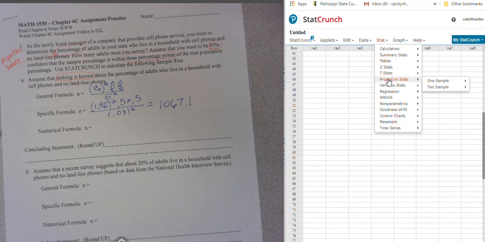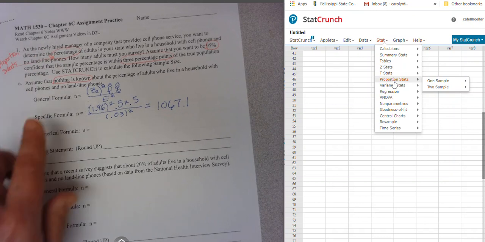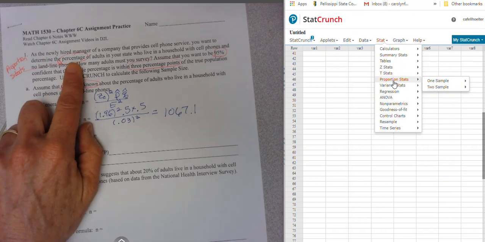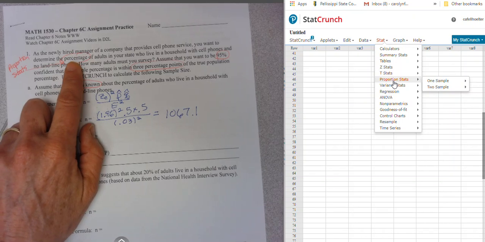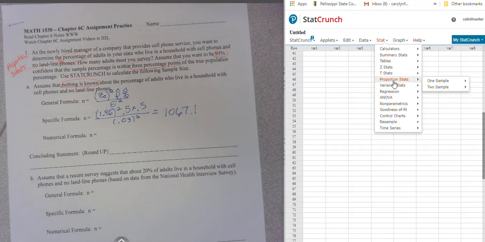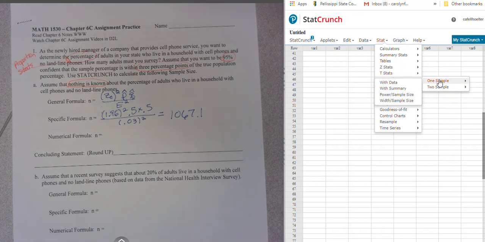The way that I know this is a proportion stats problem is simply from this word right here that says we're trying to determine a percentage. So we're not trying to find a mean or an average, but we're asked to find the percentage of adults. So that is the key word that tells me we go to proportion stats. One sample, and this is where you go down to width/sample size because we are finding the sample size.